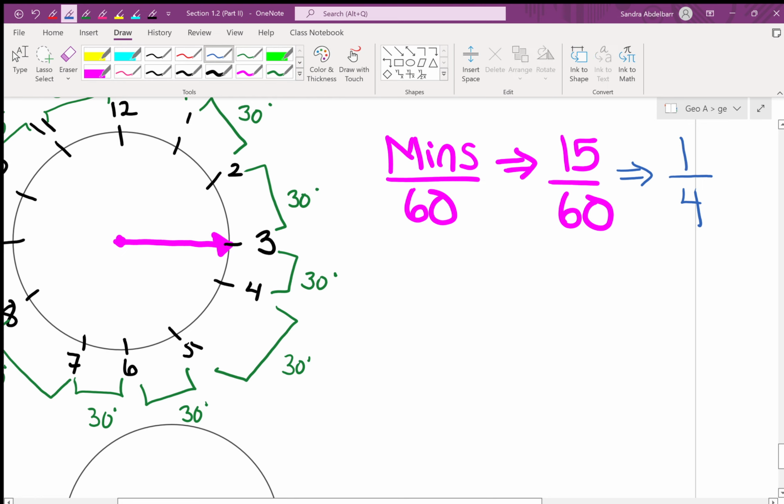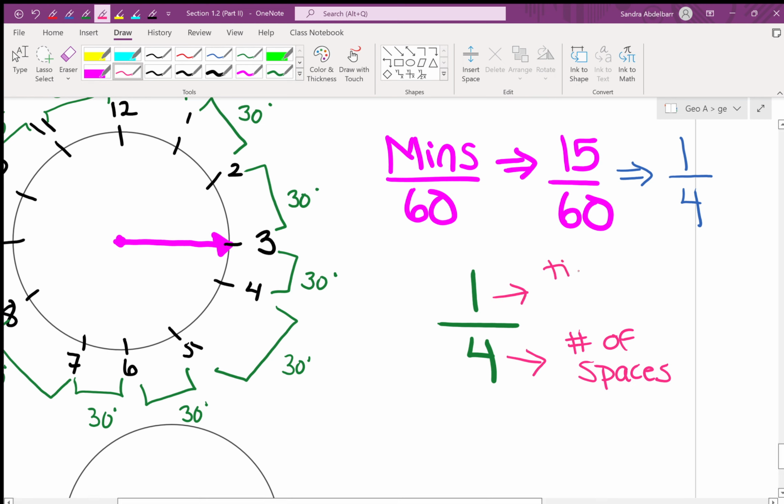All right. So what does this 1/4 represent? This now is going to be different for every problem. The denominator, which will be a different number for every problem but represents the same thing, is going to represent the number of spaces. The numerator is going to represent the tick the hand is on. Just write it down and then I'll explain it to you.